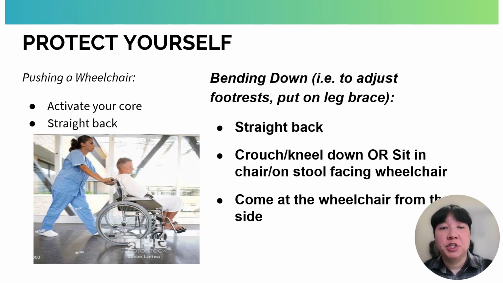When pushing a wheelchair, protect yourself by activating your core, straightening your back, and keeping the wheelchair close to your body. When bending down, for example, to adjust footrests or put on a leg brace, protect yourself by coming at the wheelchair from the side, straightening your back, and bending at the knees. Crouch, kneel down, or sit on a chair or stool if available. Do not forget to communicate with your client to let them know what you're doing before you start.